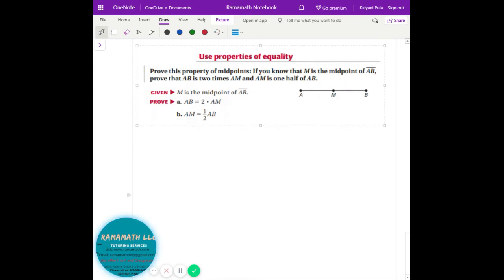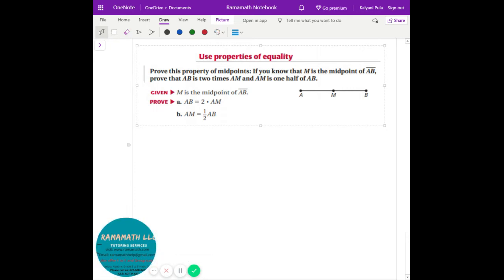The next one is using the properties of equality. Let's use the postulates, the theorems, and the properties that we learned, and see if we can figure this out. M is a midpoint of the line AB, which is given, and what we need to prove is AB equals 2 times AM. Let's see if we can get something.